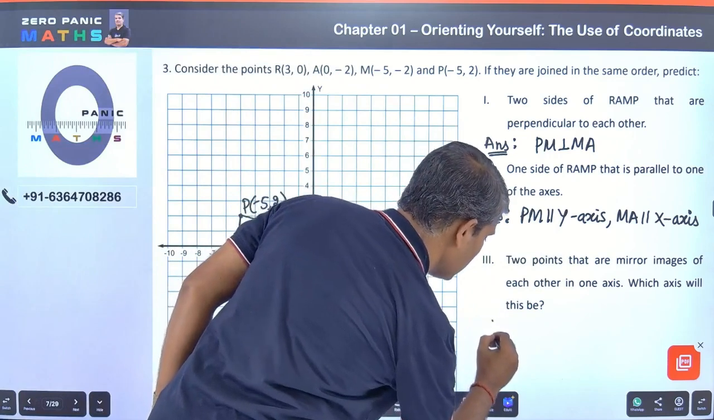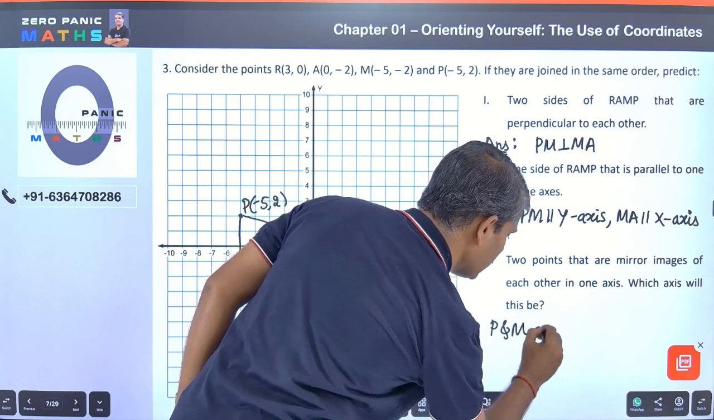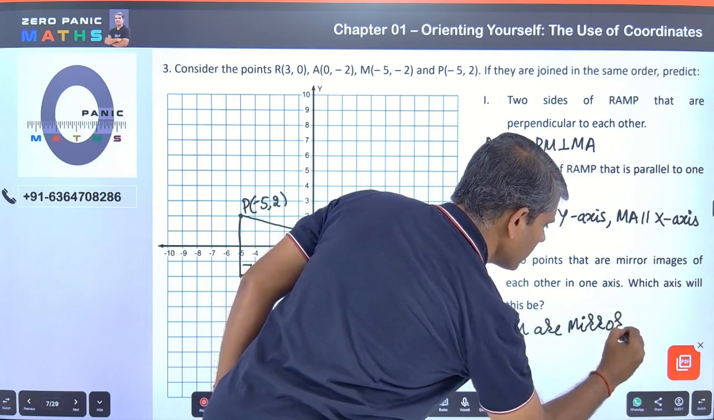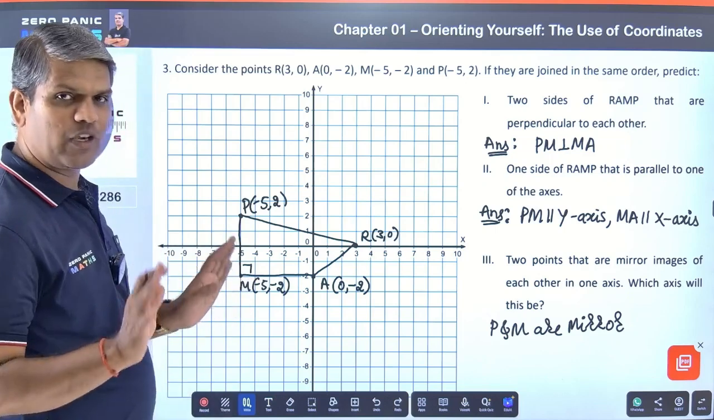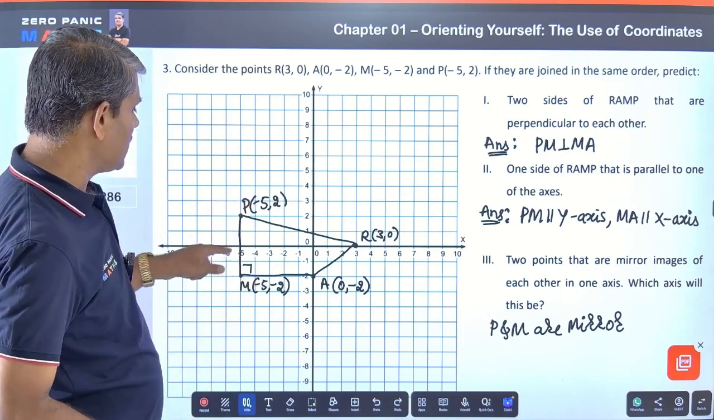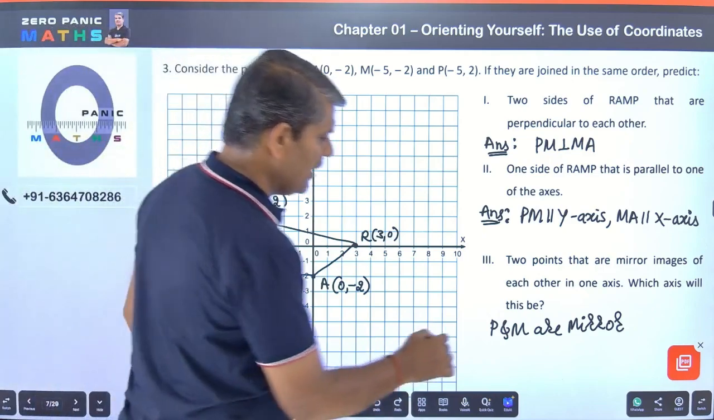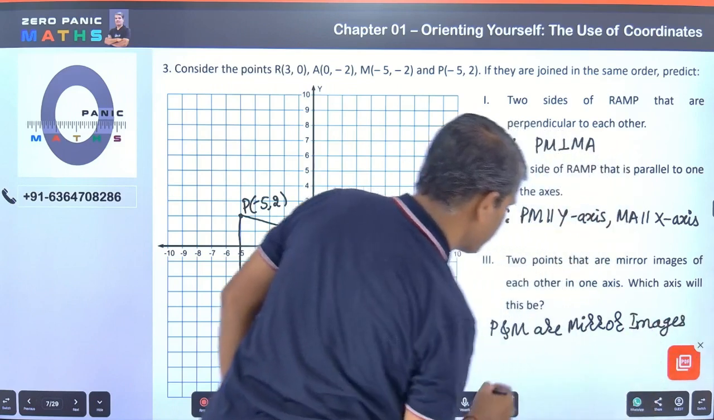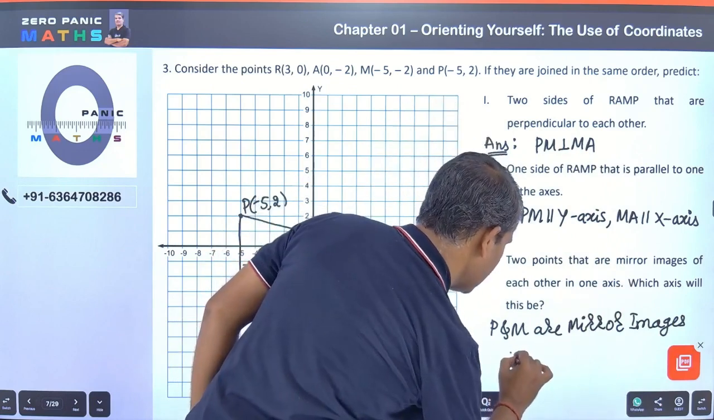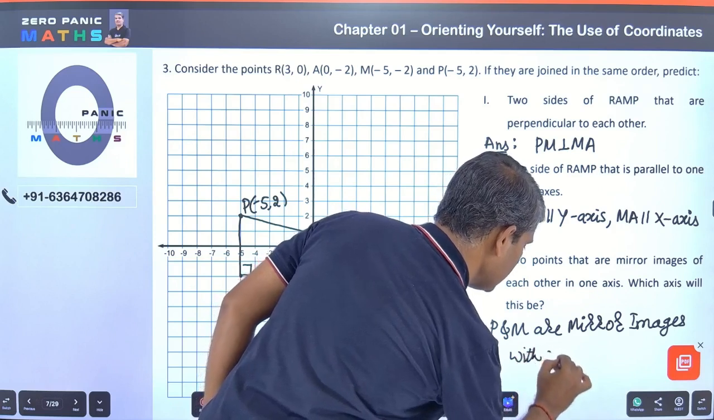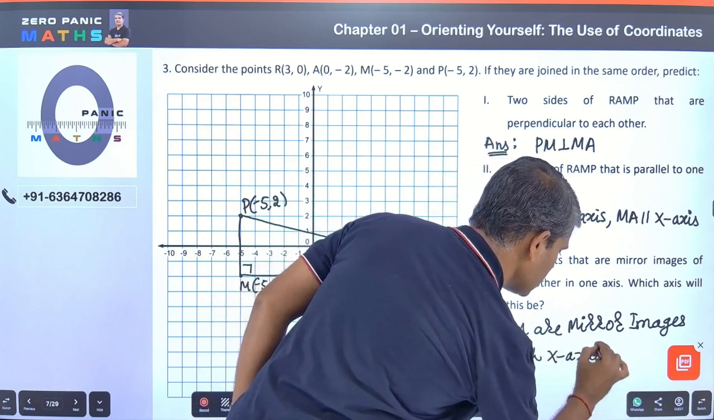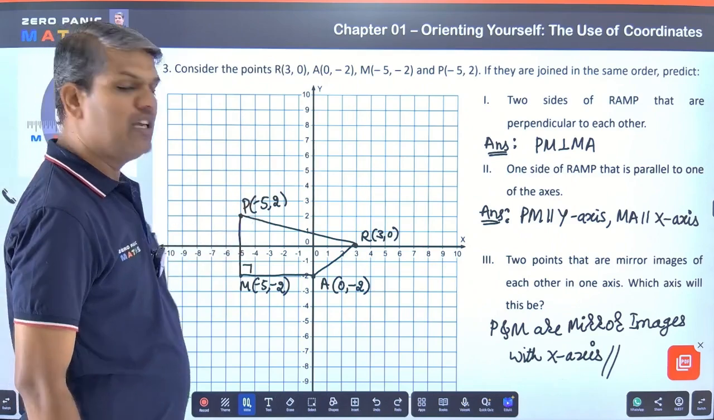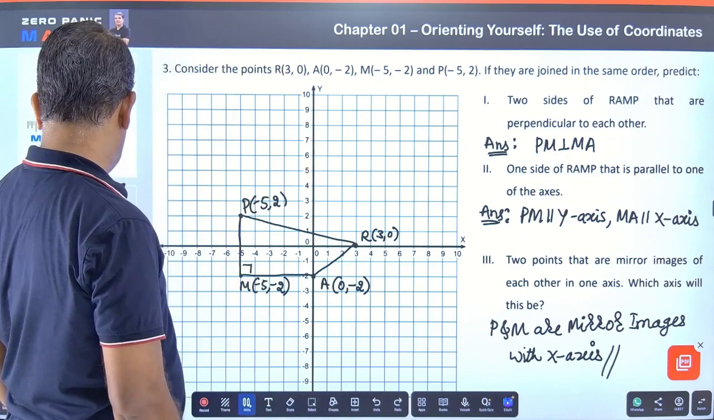So the answer is P and M are mirror images because the x coordinate is the same. You cannot have both the coordinates the same. Only the x coordinate is the same, that's why it is mirrored in the x-axis. P and M are mirror images with the x-axis. This is the answer. So the x-axis is acting like a mirror here. The x coordinate values look similar in both points.